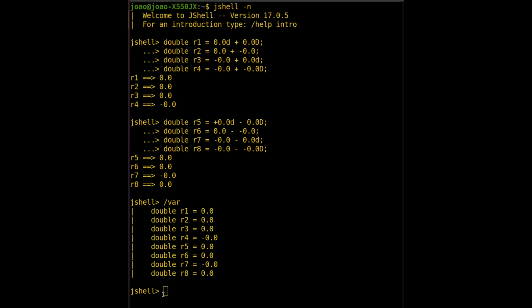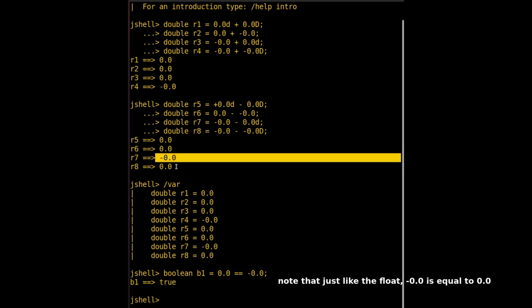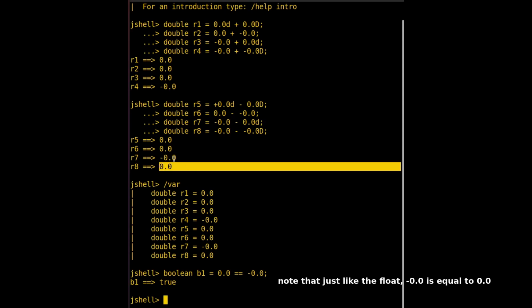Let's see. What if I say boolean, just to check something, and I'm going to call this boolean variable b1, and I'm going to say equals 0.0. Now what I want to know is, is 0.0 the same as negative 0.0? And we know those are doubles, and it's true, so it doesn't really matter because a negative 0 is the same as a positive 0 in the doubles.